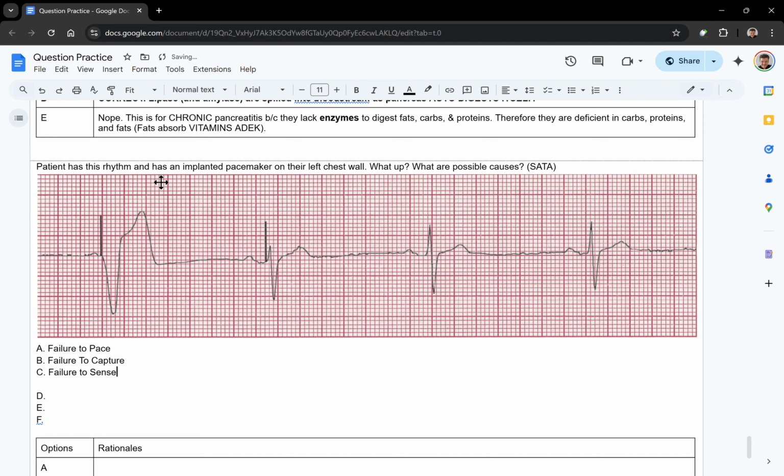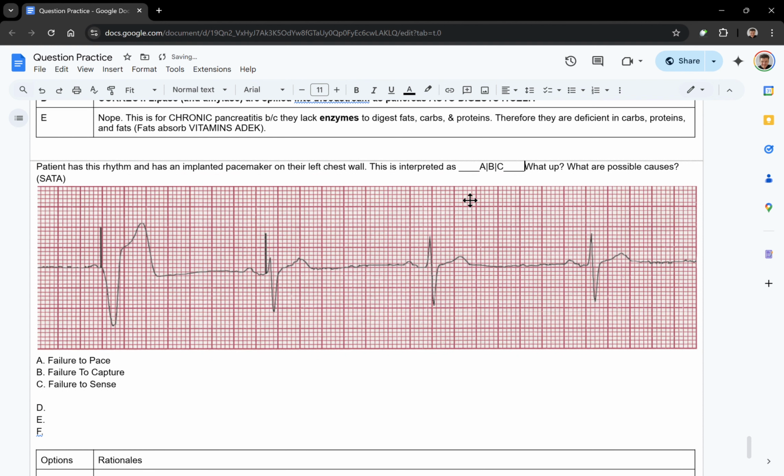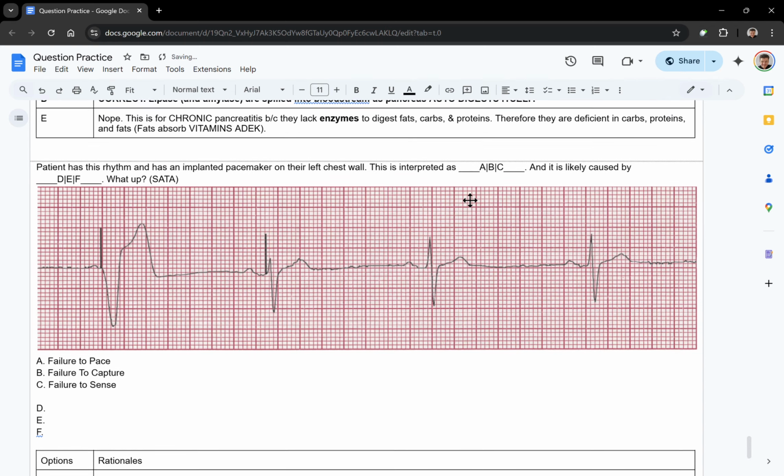All right. So patient has this rhythm in the chest wall. This is interpreted as A, B, or C, right? So you're selecting one of those 3 options, right? And it is likely caused by D, E, or F. Okay, what would you do is still good, still valid. Okay, so does that make sense?